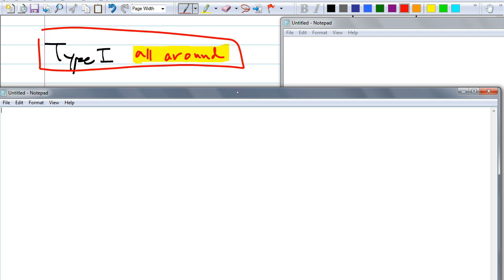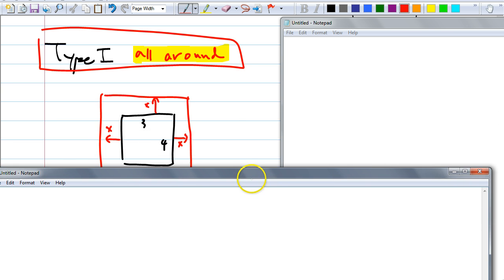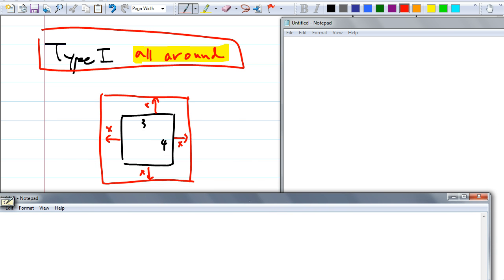Yeah, one person? What do you think? What did you draw? I think it's just like a square or a rectangle, but instead of 3 and 4, it's 3 plus x and 4 plus x. Not quite. Okay, first of all, is this what you had in mind? No. Okay, so this is what we mean by when we say all around.